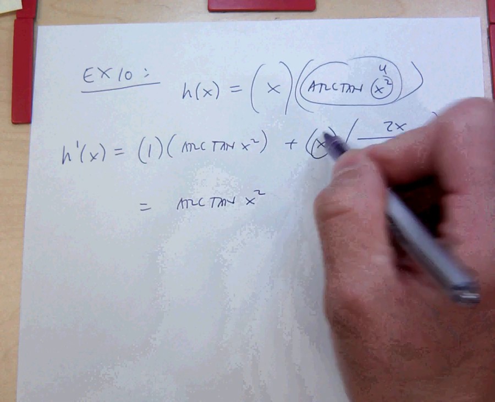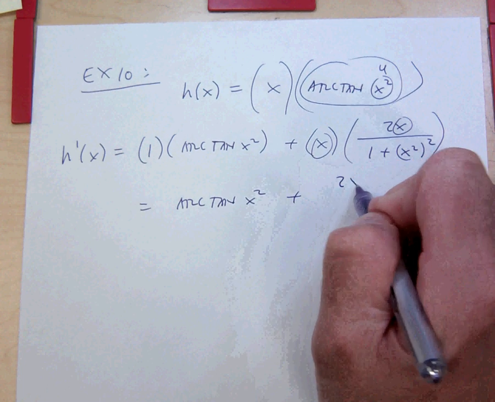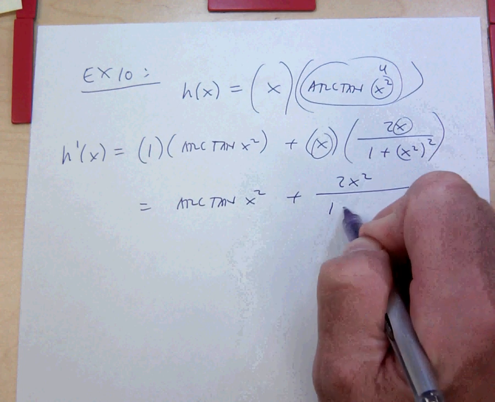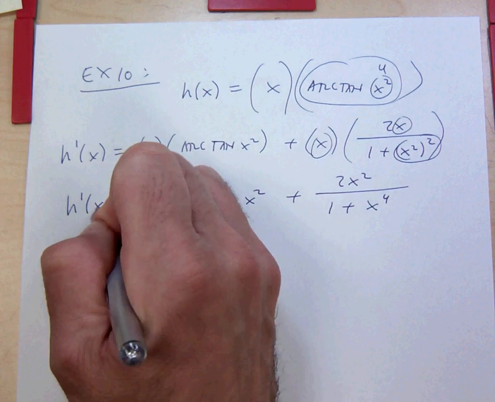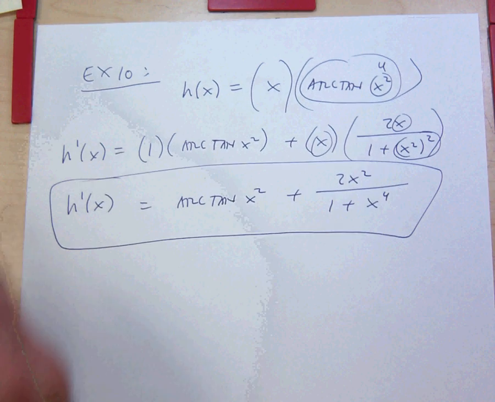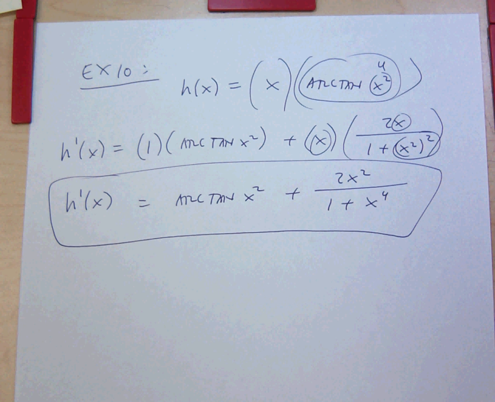If you want, you can multiply those and give you a 2x squared on top, right? And then this is what? X to the 4th? Yeah, don't worry about a common denominator on that one. Good? Any questions?